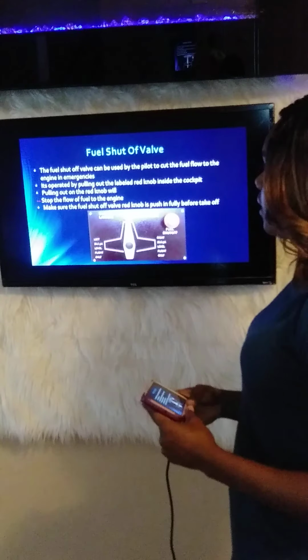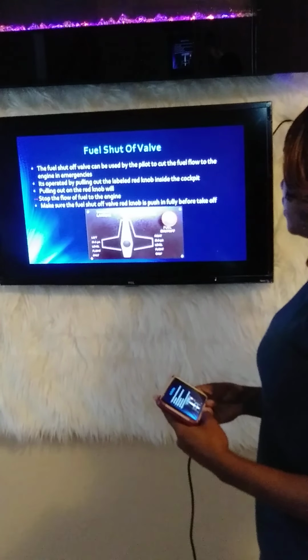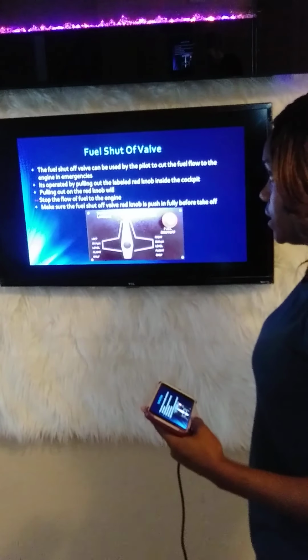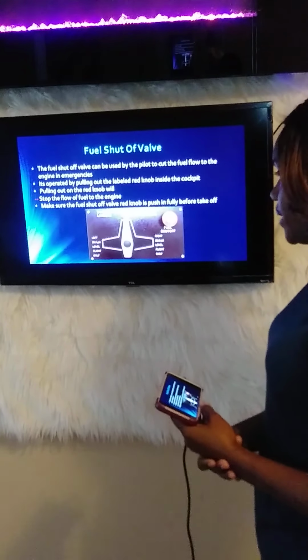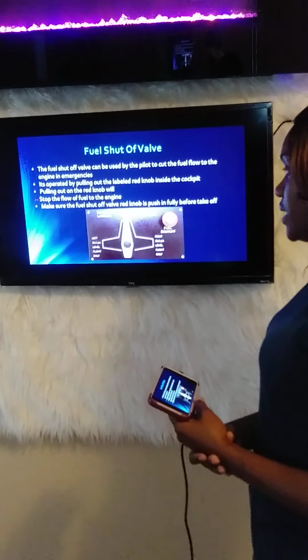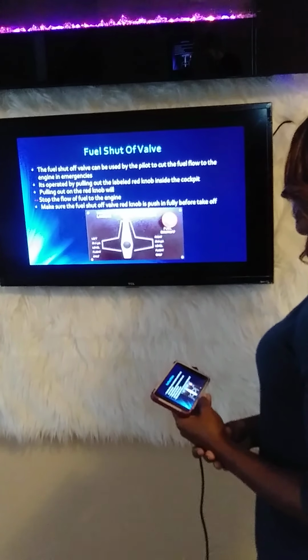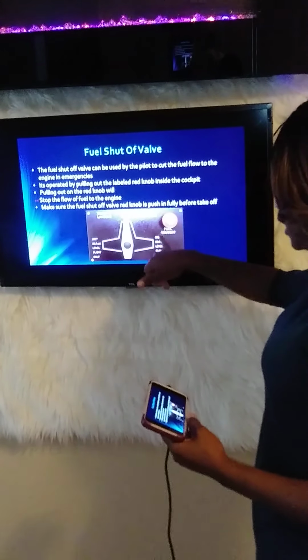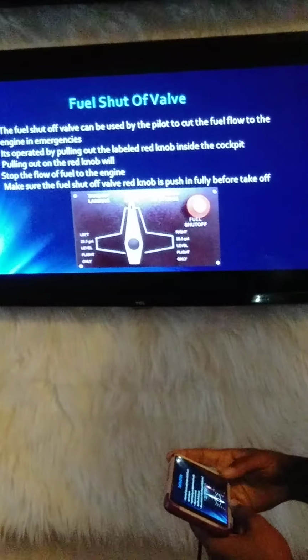The fuel shuttle valve. The fuel shuttle valve can be used by the pilot to cut the flow of fuel to the engine in emergencies. It's operated by pulling out the labeled red knob inside the cockpit. Pulling out on the red knob will stop the flow of fuel to the engine. Make sure the fuel shuttle valve red knob is pushed fully in before you take off. And this is a picture of the fuel shuttle valve, and you want to make sure that it's pushed in before you take off.